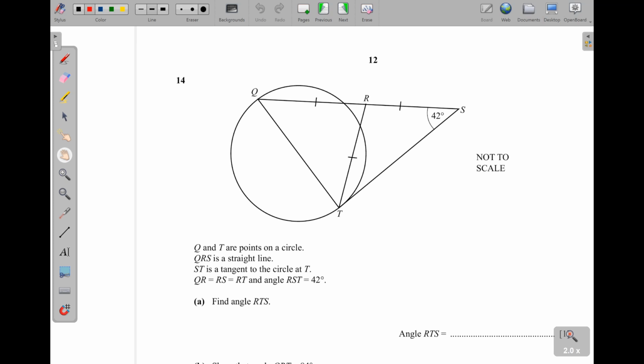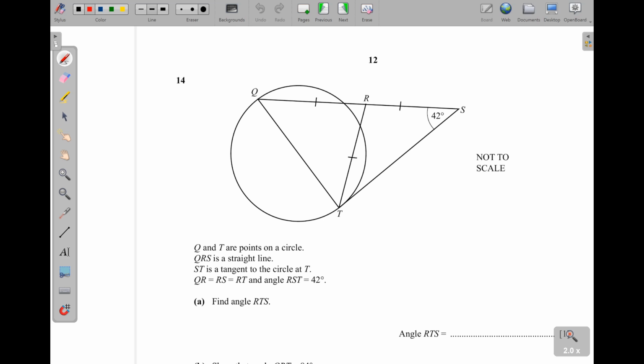Number 14, this one is coming from circle theorems. They are saying Q and T are points on a circle. QRS is a straight line. ST is a tangent to the circle at T. QR is equal to RS, which is equal to RT. And angle RST is 42.